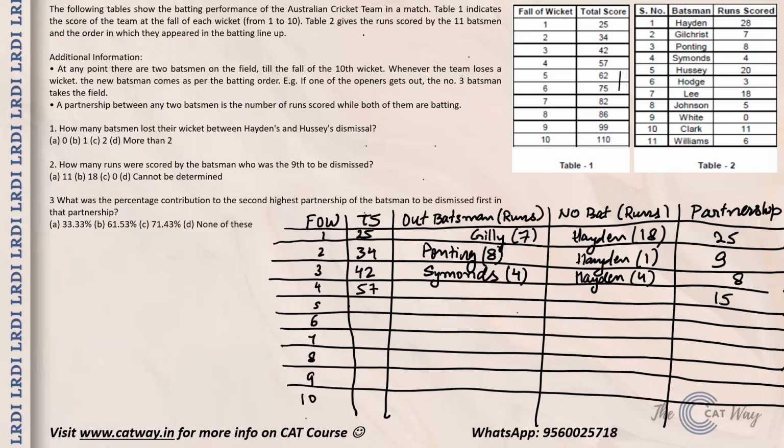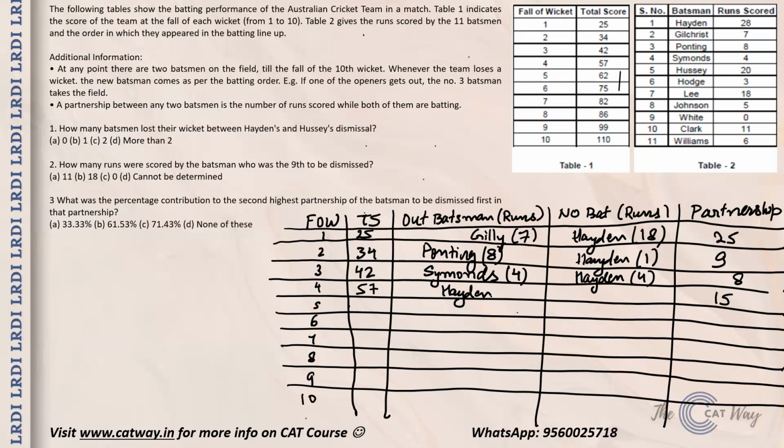Because the partnership between Hayden and Hussey is of only 15 runs, and we know Hussey has scored in total 20 runs, even if Hussey scores all the 15 runs, he still won't be able to finish his 20 runs, right? So as the 4th wicket, it is not possible for Hussey to get out. So the person who got out over here will be Hayden.